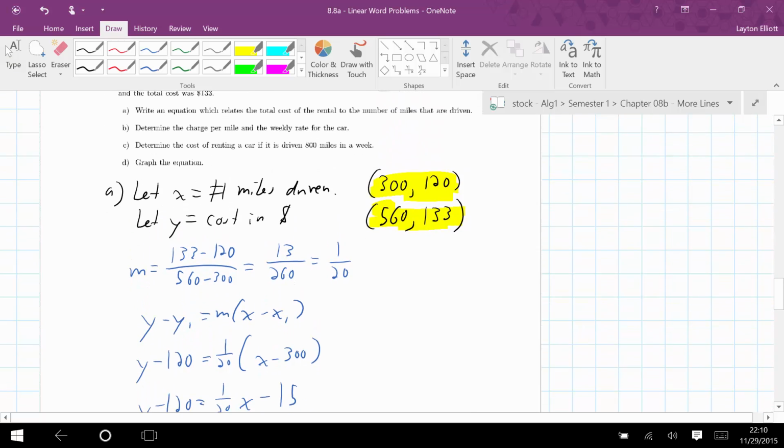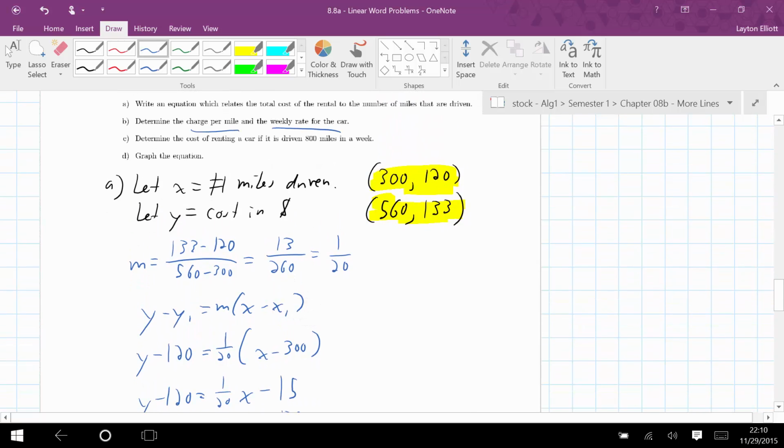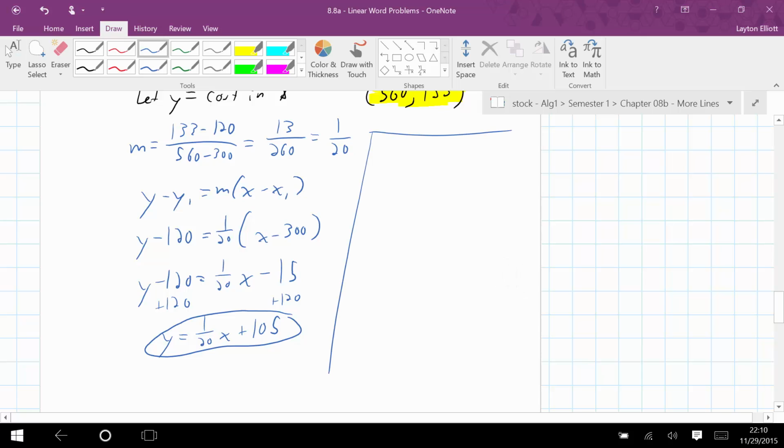Now, what can we do with it? Determine the charge per mile and the weekly rate. Okay, well, charge per mile is the 1 over 20.